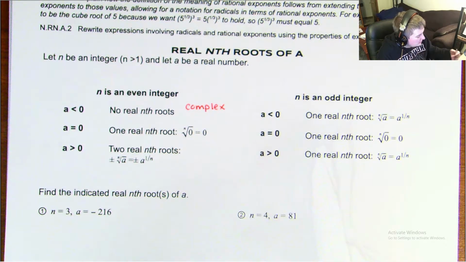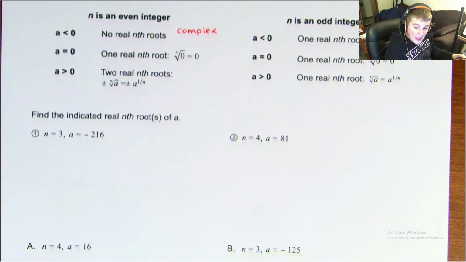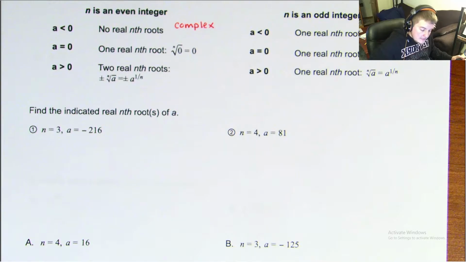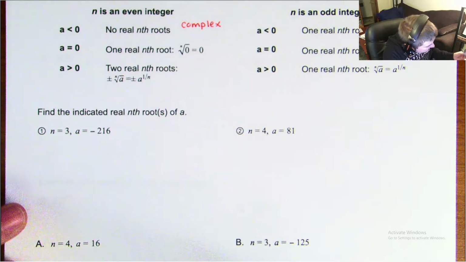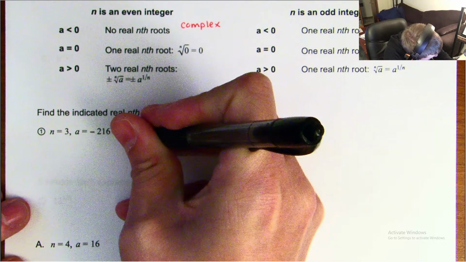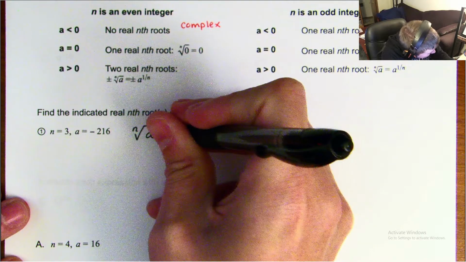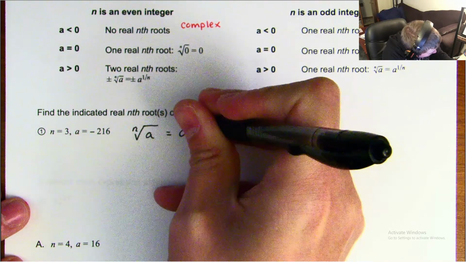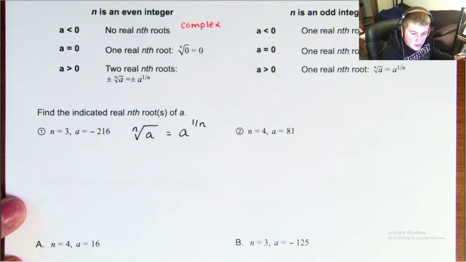So we're going to hopefully see that here in the first couple examples. Let's go ahead and find the indicated nth roots of a. If I want to find the nth root of a, it can just follow this general formula, the nth root of a, and that is equivalent to a raised to the 1 divided by n power. This is basically what we're going to go off of.